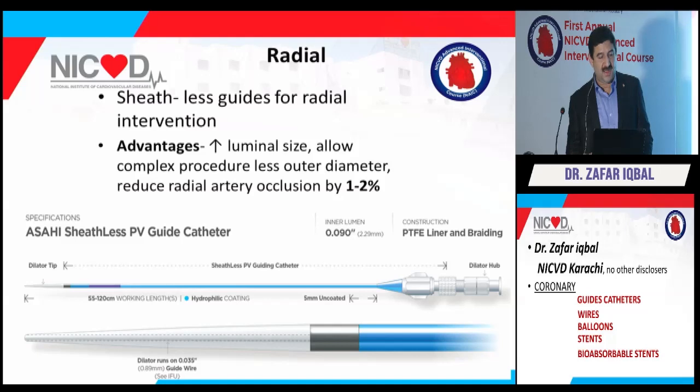So it has the advantage of taking multiple devices and at the same time having a larger inner diameter and lesser outer diameter, so it can reduce the radial artery occlusion by 1 to 2%.